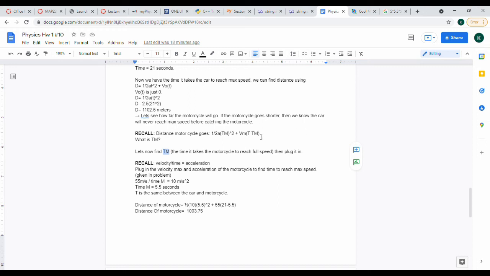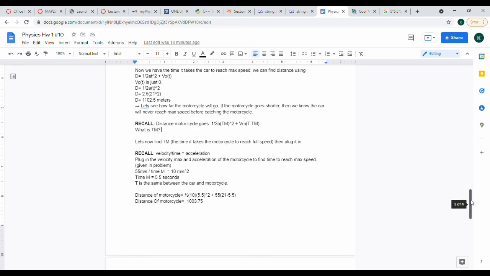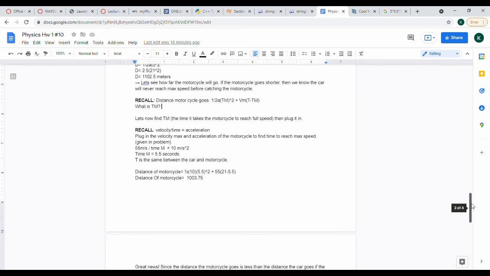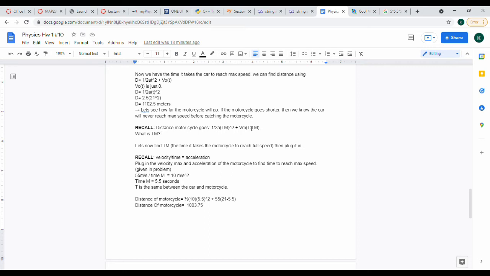So then t of m is 5.5 seconds, and t is just the total time, which is 21 seconds. It's the same as for the car, because both of them use the same total time, because they both start at the same time. So then we plug in 21 for t, 5.5 for t of m, and plug in the bike's velocity and the bike's acceleration in this equation. So they'll give you this. If you do all the arithmetic, it'll give you some number.